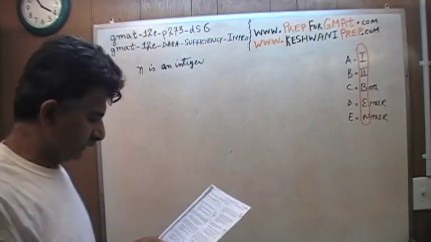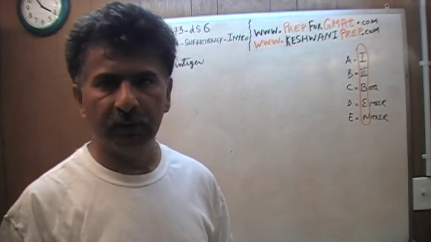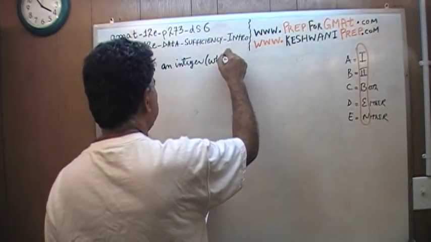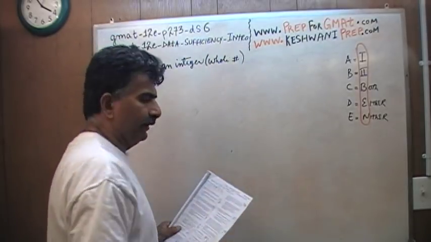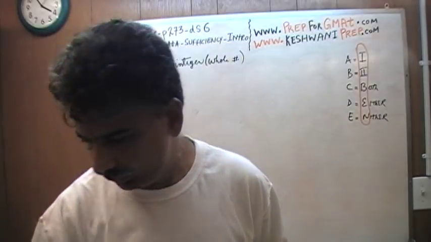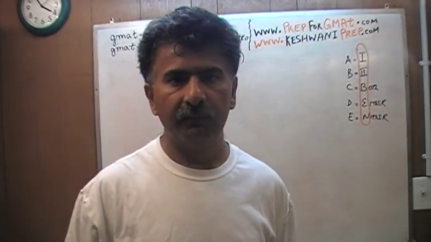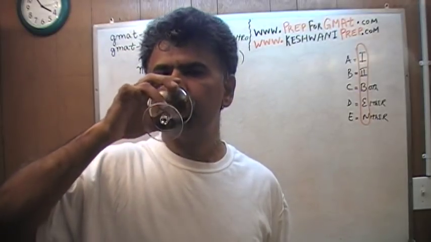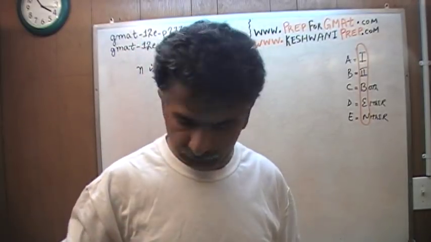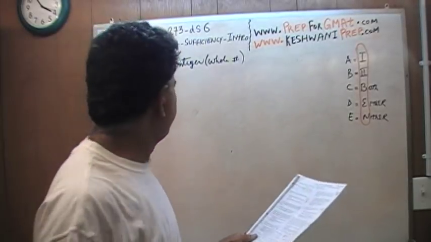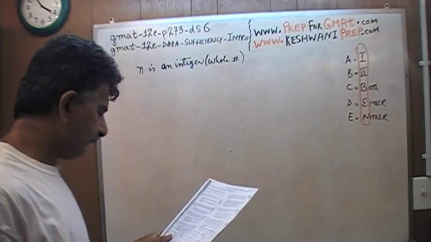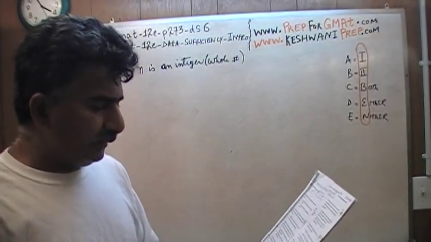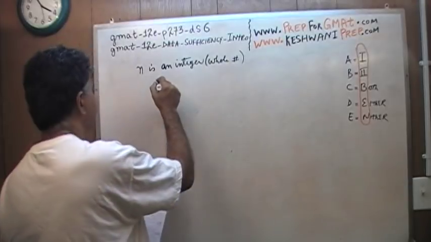I hope you know what integer means. Integer is just a fancy way of saying a whole number. In other words, n cannot be 3.2 or 3.5 or 3 1/4. It's either 3, 4, 5 or -1 or -2. It's a whole number. Negatives, of course, are also whole numbers. The question simply is: is n plus 1 odd?